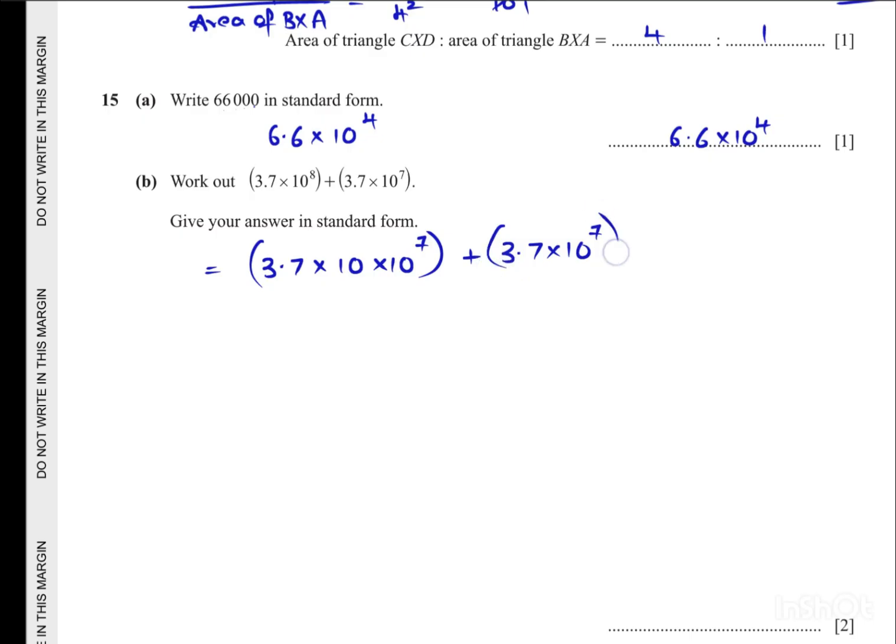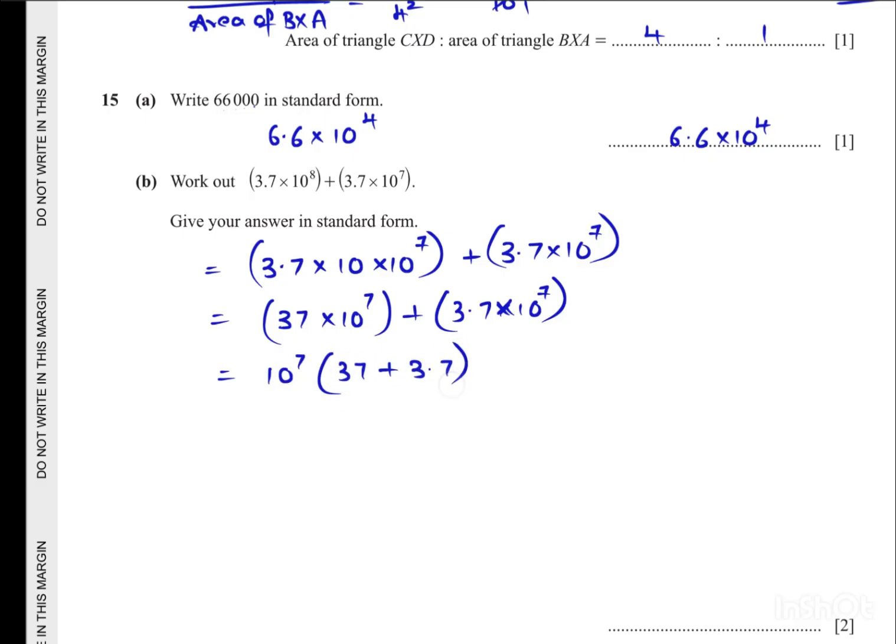Now 3.7 × 10 will be 37 × 10^7, plus 3.7 × 10^7. Here 10^7 can be taken as common, and 37 can be added to 3.7. So 37 plus 3.7 will be 40.7. So 10^7 × 40.7.